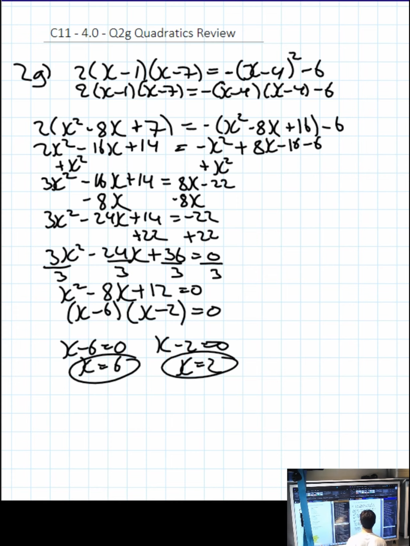I'm just going to review again. We have to get this thing equal to 0. If it's y equals, we put 0 in for y. If it's not equal to 0, we have to get this thing equal to 0. We get it equal to 0, we factor it, we state our answers.